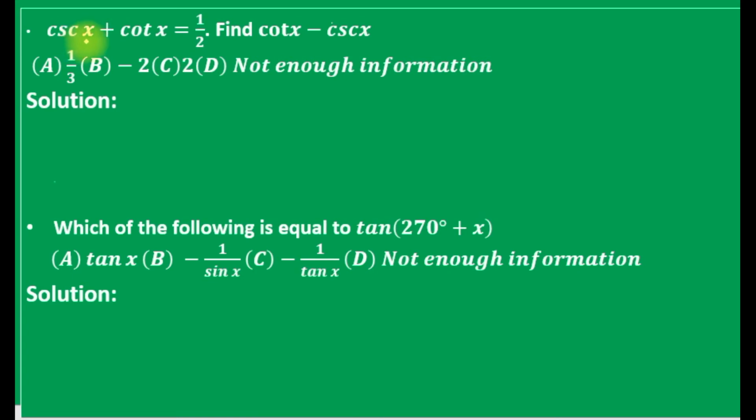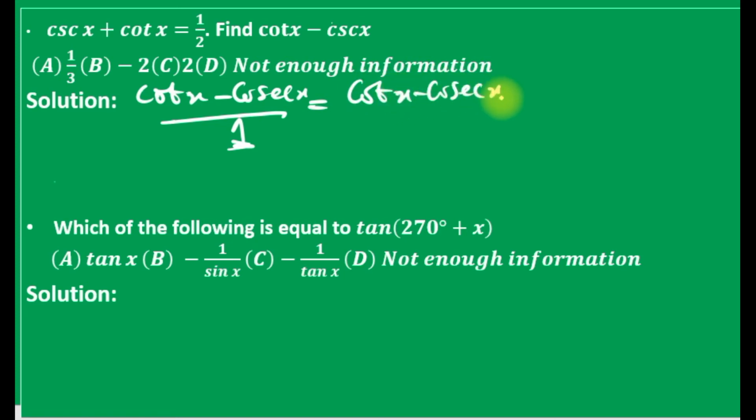We are given cosec x plus cot x, and we are asked to find this. You know that you can write cot x minus cosec x as over 1. And from our Pythagorean identity, you can write 1 in terms of cot and cosec, which is cosec squared x minus cot squared x. Remember, 1 plus cot squared is cosec squared. So cosec squared minus cot squared is 1.